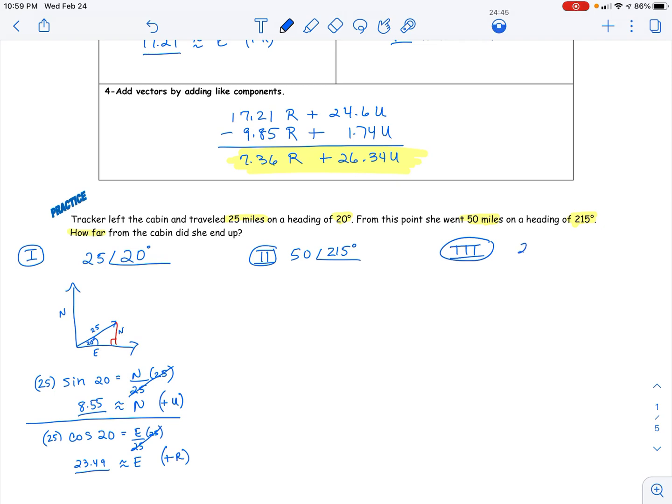So you're going to have 23.49 right plus 8.55 up. All right, now let's handle the second vector over here.